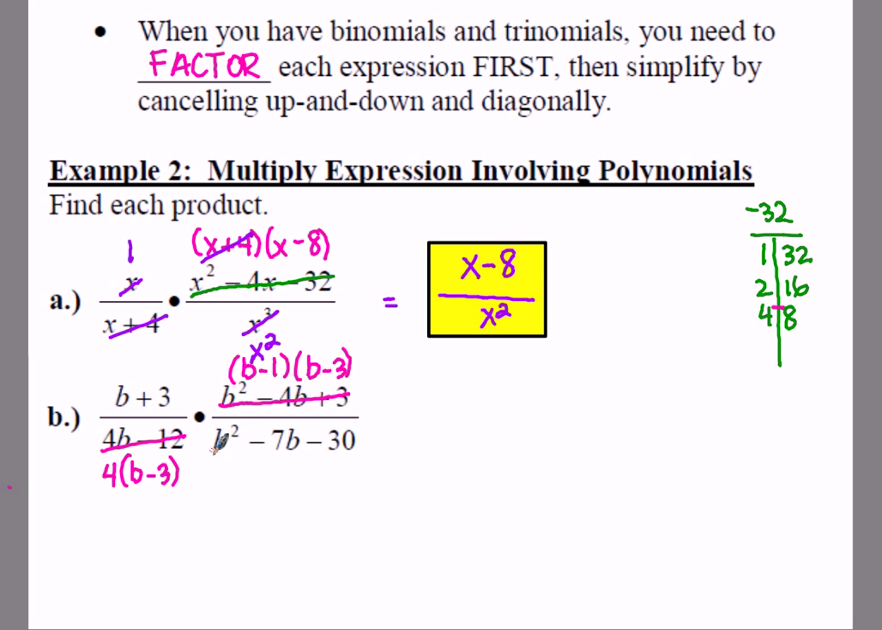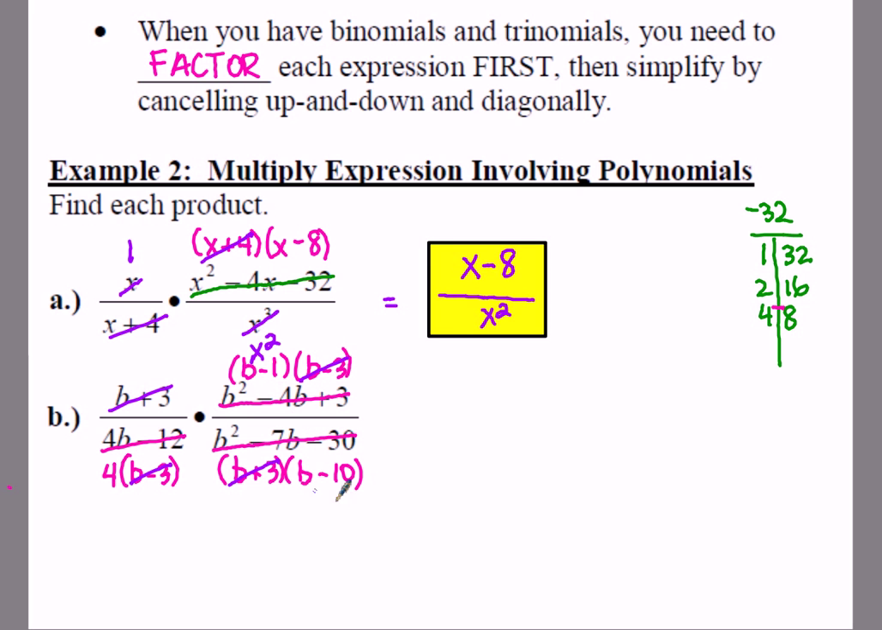And then down here we have factors of negative 30 that add to a negative 7. Well, that's going to give us a b plus 3, which, aha, cancels over here to the left, and a b minus 10. So let's go into our canceling here. B plus 3 is gone. This b plus 3 is gone. This b minus 3 is gone. That b minus 3 is gone.